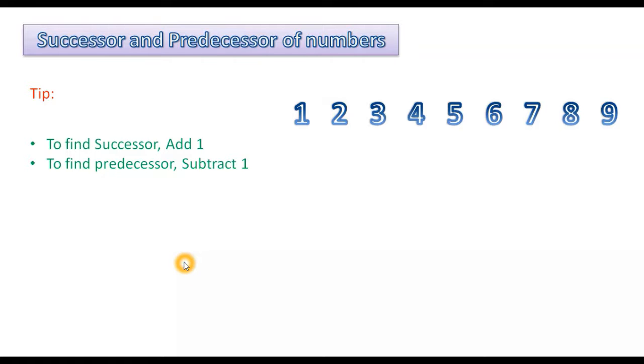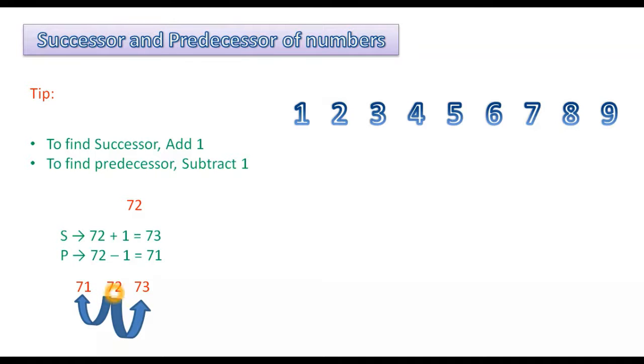Okay, so let's consider examples of a bigger number, say 72. If you have to find the successor and predecessor of 72, how do you find it? The successor would be 72 plus 1, that is 73, and the predecessor would be 72 minus 1, that is 71. So we can say that 71 is the predecessor of 72 and 73 is the successor of 72, right?